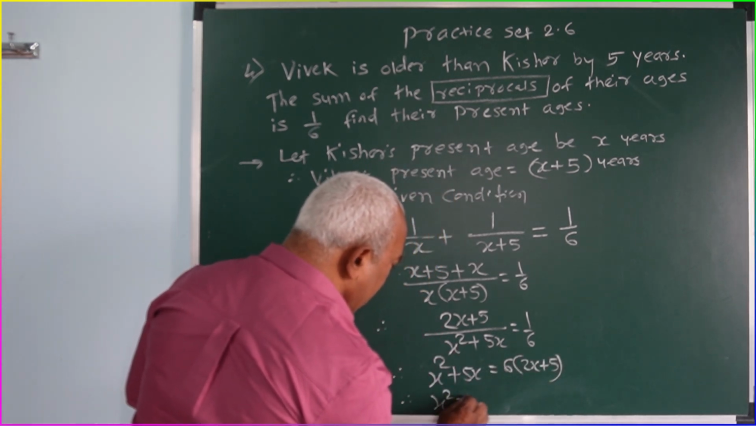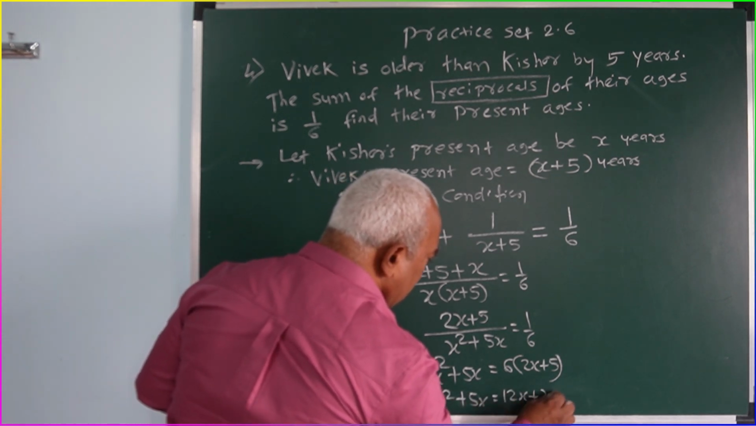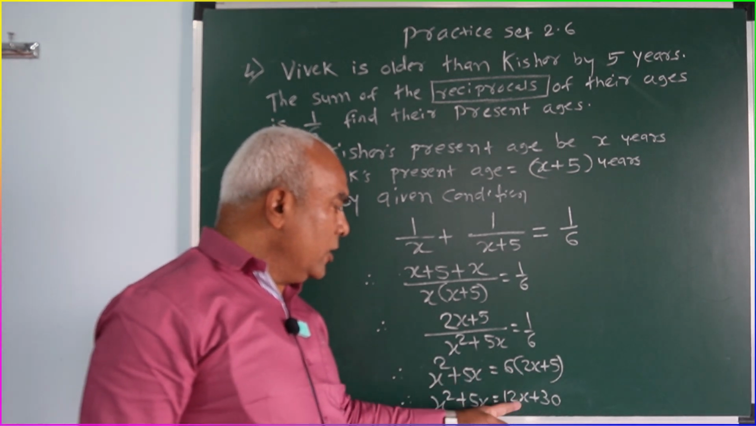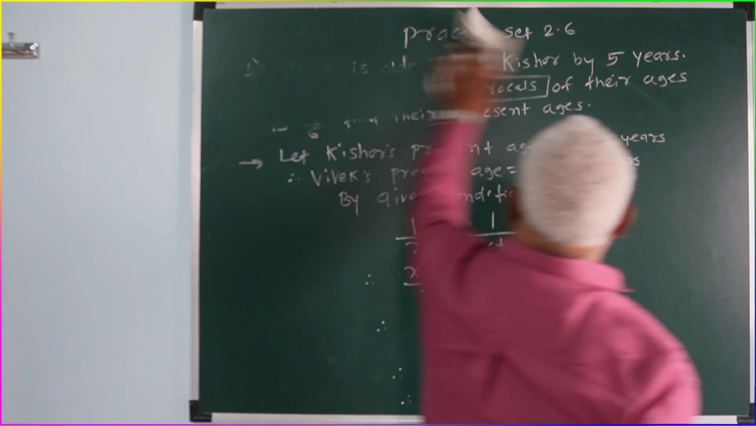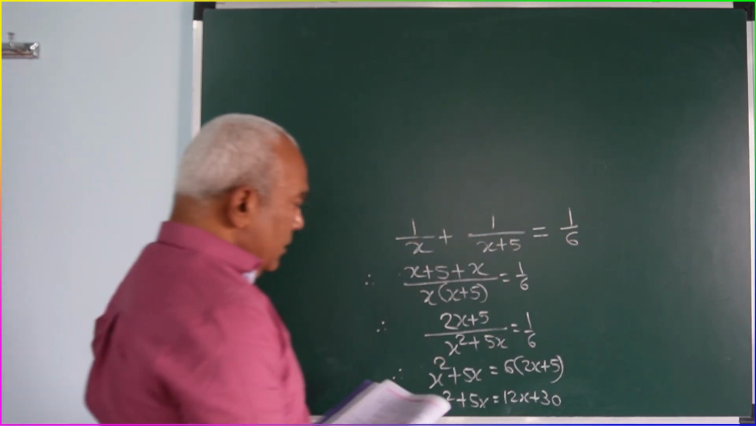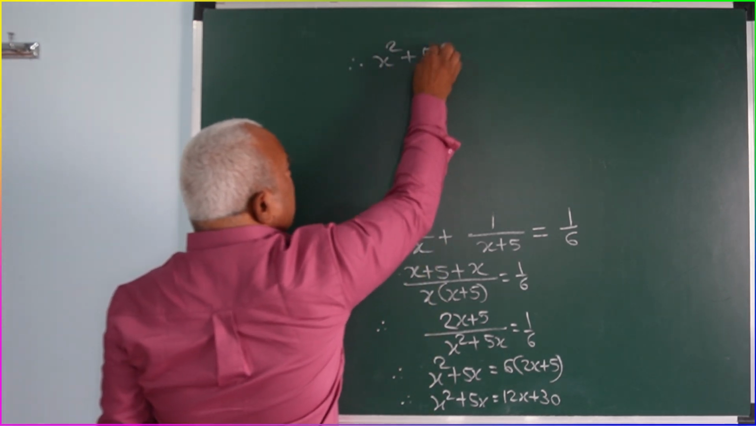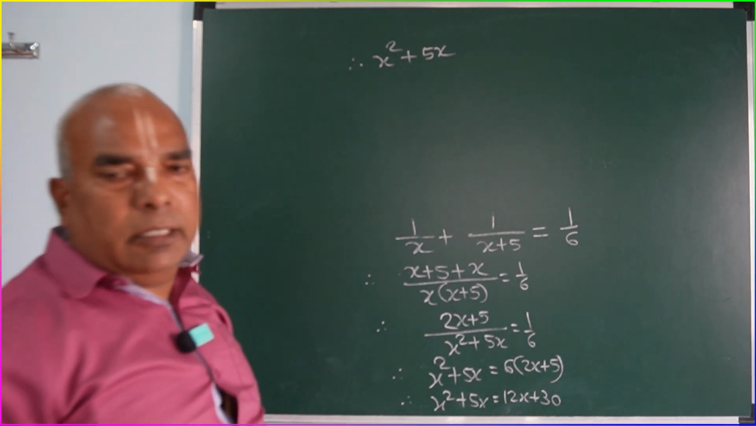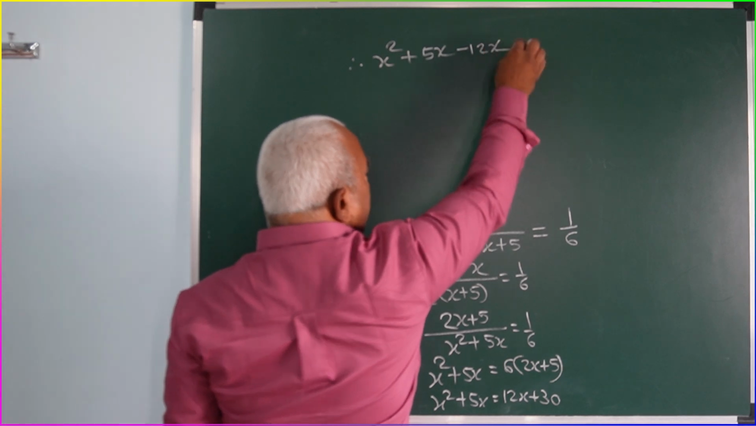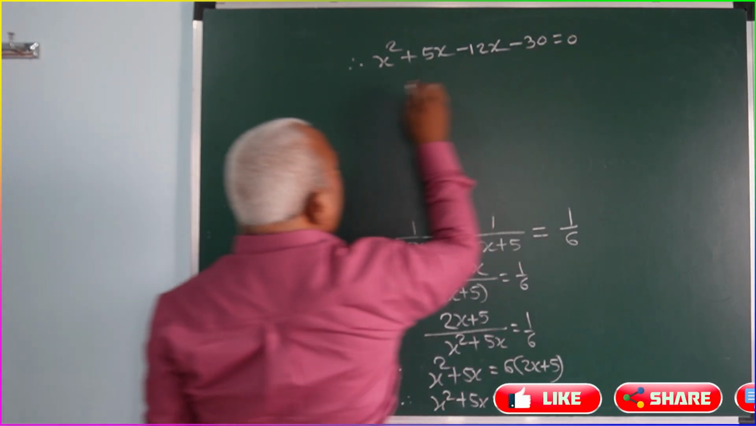Expanding, x square plus 5x is equal to 6 times 2x, which is 12x, and 6 times 5, which is 30. So x square plus 5x is equal to 12x plus 30. Now we should simplify this. The 12x will move to the left side and become minus 12x, and 30 will become minus 30, equal to 0.